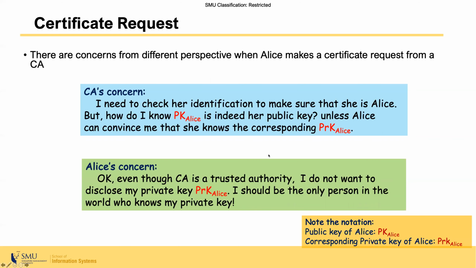Before we proceed, notice the notation that we are using here. This notation refers to the public key of Alice, and this notation refers to the corresponding private key of Alice. Throughout the remaining slides, we will be using these same notations.